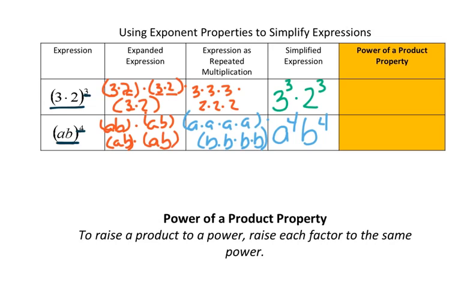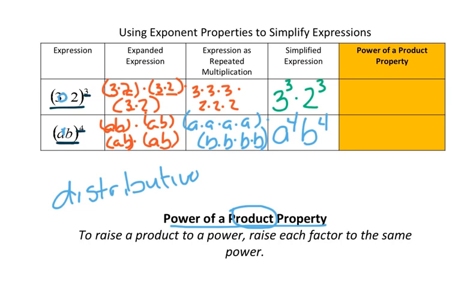Okay, so let me give you your shortcut. Your shortcut is this. Power of a product. Product means multiply. To raise a product to a power, raise each factor to the same power. It's kind of like the distributive property. And what it means is anything outside of the parentheses means you do it to both or any terms inside the parentheses. So let me show you what I mean.